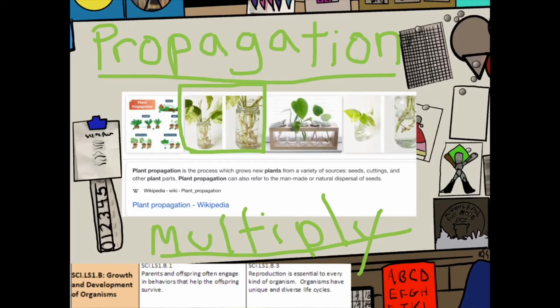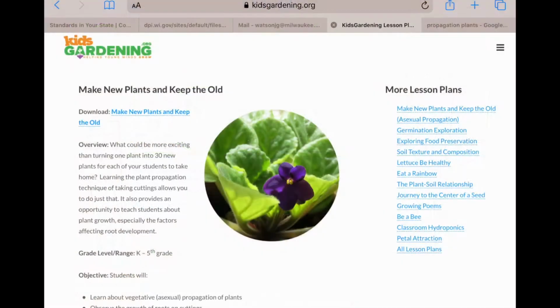Okay, so I want you to just take a look at these pictures if you're a visual learner, and we're about to go through this whole process. All right, you're going to love this. Okay, I found a new and fun, exciting website called kidsgardening.org. I'm just going to start reading.